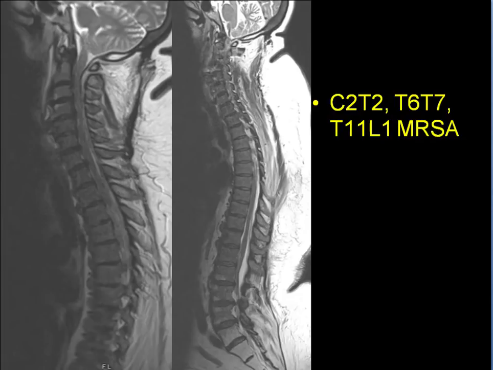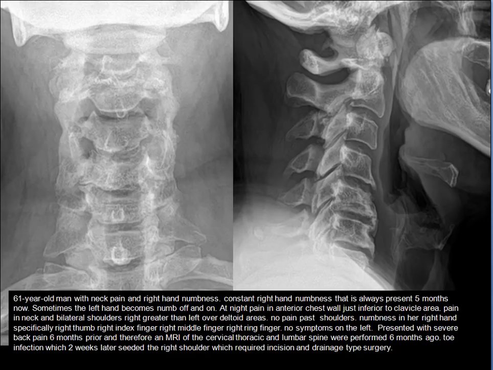All right, let's keep going. I have a couple more that are kind of interesting. I want to see what you guys will do with this. A 61-year-old man with neck pain and right hand numbness, and he has had constant right hand numbness for 5 months. Sometimes the left hand, but he says the right hand is really numb.